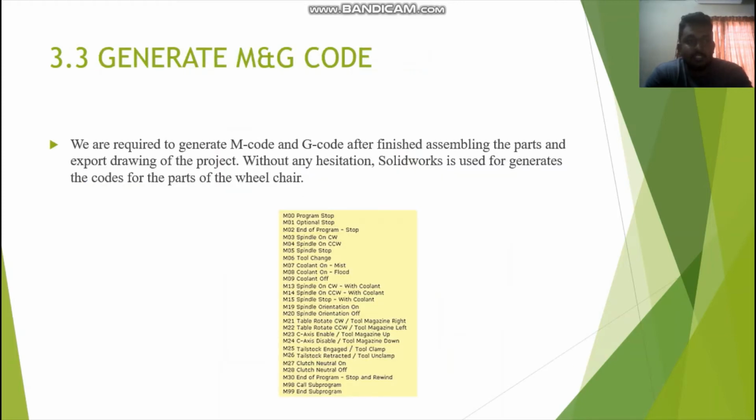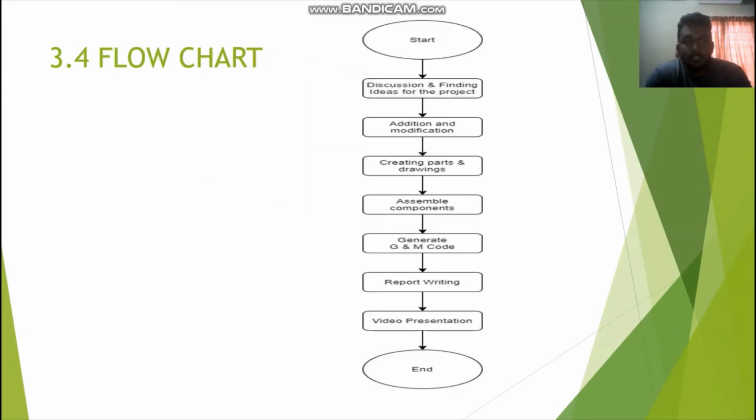Next is 2.3, generated G and M code. This will be further explained in chapter 4. Lastly is the flowchart. This is the flowchart of our project, which starts by discussing and finding ideas for the project. Next, adding modifications. Next is creating parts and drawings. Then assemble the components, generate G and M code, complete the report and video presentation, and that's it.